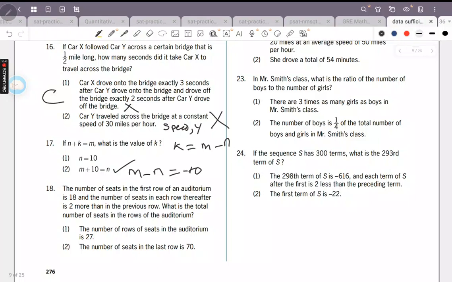So one is sufficient. It's logically and mathematically sufficient. I don't know how to explain it, but it's like 18, 18 plus 2, 18 plus 2 plus 2. So you say our row 0 is 18. Our row 1 is 18 plus 2 raised to the power of 1. Our row 2 is 18 plus 2 raised to the power of 2 times 2, and so on. So at row 27, I can easily calculate the number of seats.